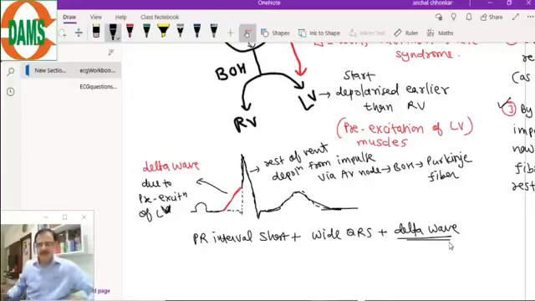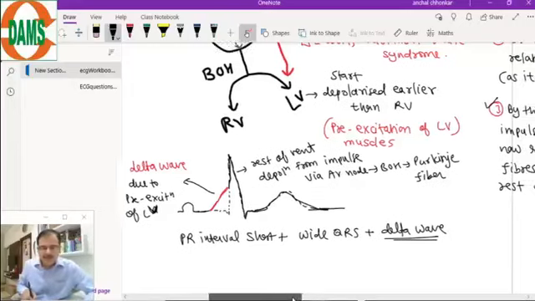Now the question asked is why the impulse does not affect in LGL syndrome. So look at the LGL syndrome, what exactly is happening in LGL syndrome.